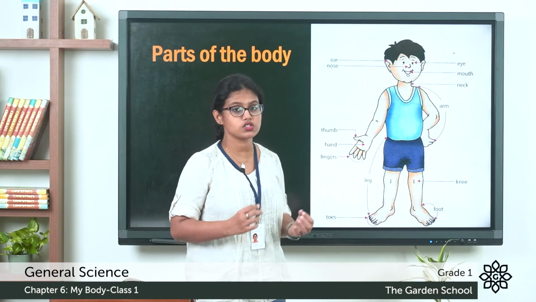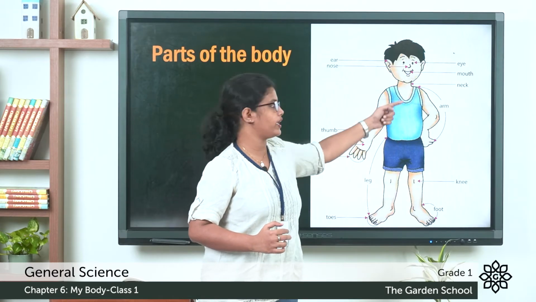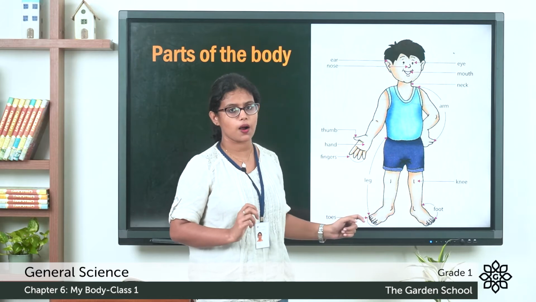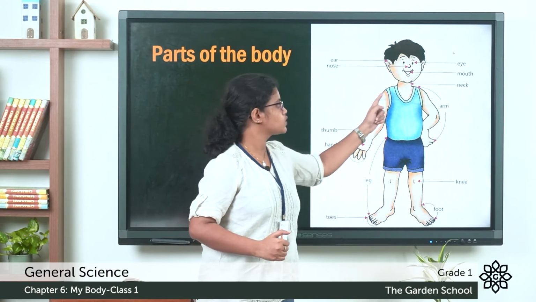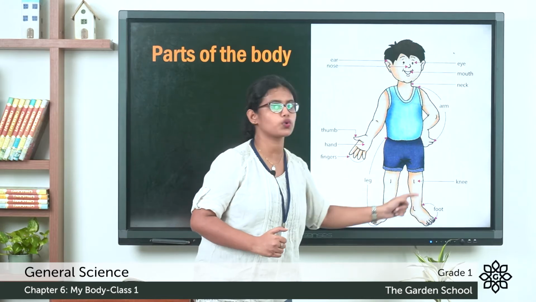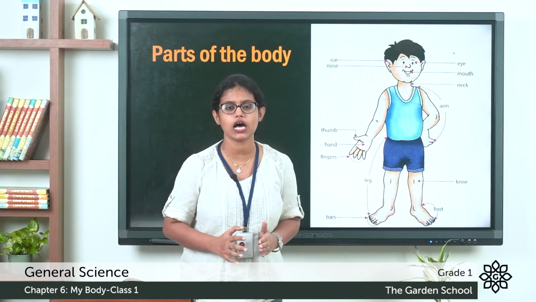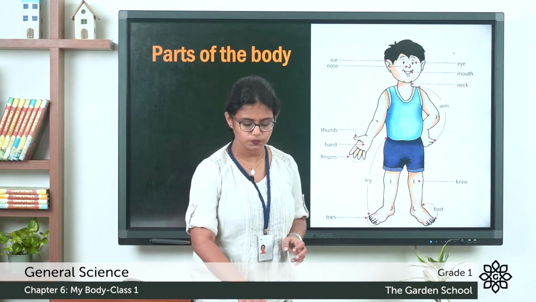Then where is the trunk? Trunk is from below the neck to above the waist. That is this part, and it does not include your arm. Then your limbs. 2 arms and 2 legs together are called limbs. So these are the 3 main parts of the body.